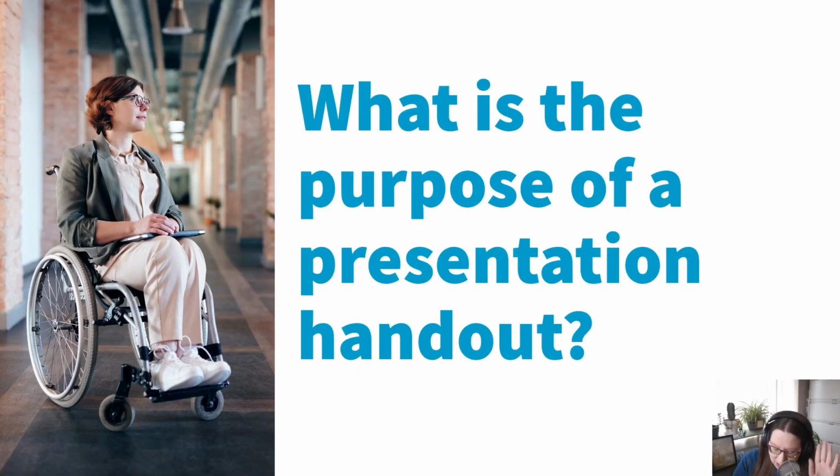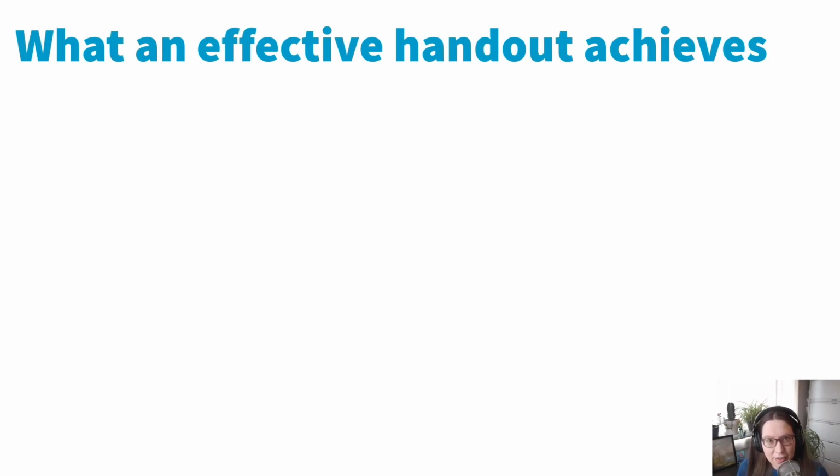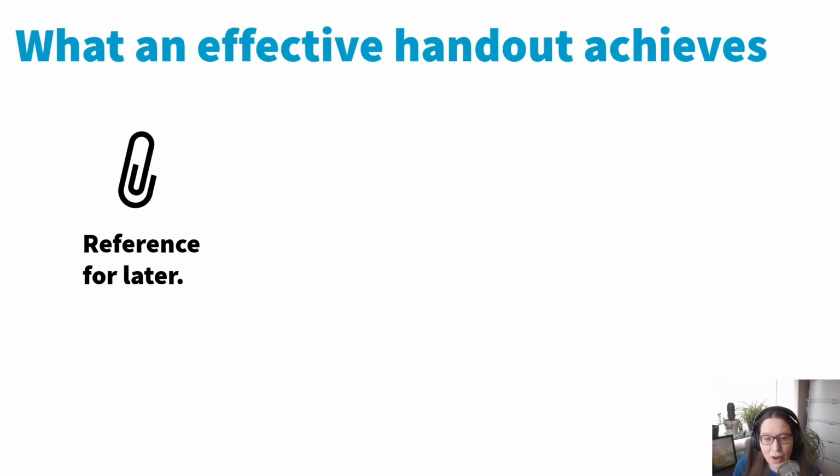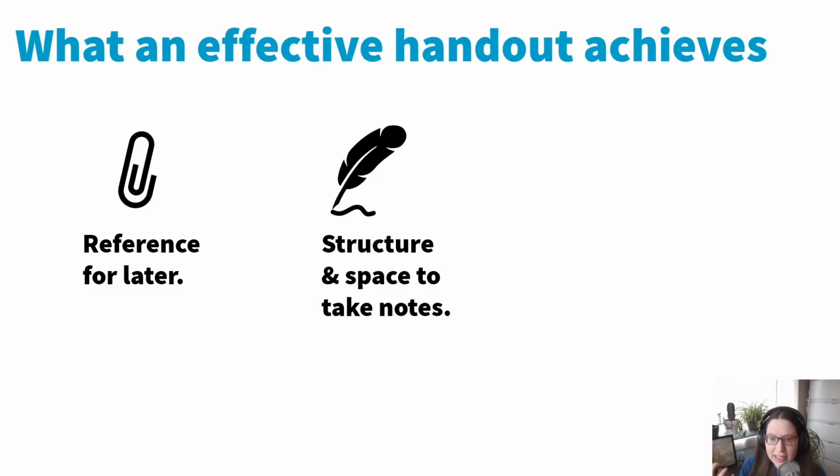Okay. To understand why this design is so bad, we need to take a very quick moment just to get on the same page about the purpose of a handout. So, an effective handout is one that works as a reference for later on. I mean, that's probably the main purpose of a handout, right? But a good handout also does things like provides the audience with structure and space to take notes. That's helpful for their learning. It helps them stay engaged.